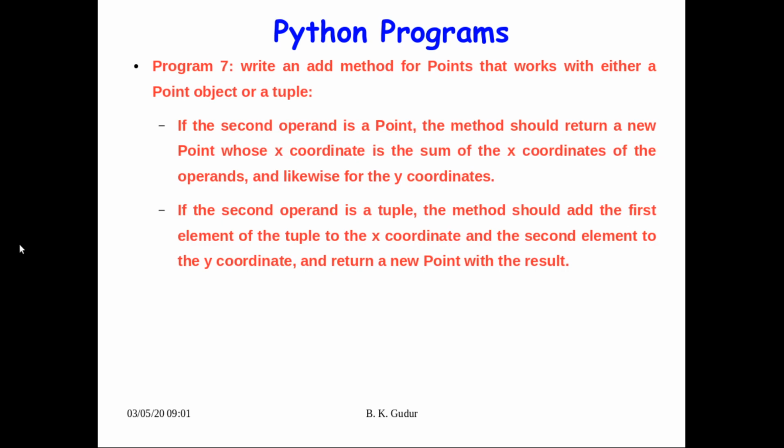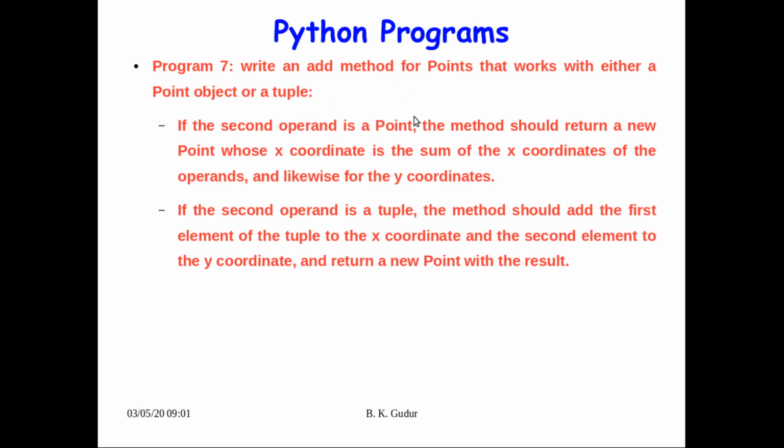So this is program 7. Write an add method for Point that works with either a Point object or a tuple. If the second operand is a Point, the method should return a new Point whose x coordinate is the sum of the x coordinates of the operands, and likewise the y coordinate. If the second operand is a tuple, then it should add the first element to the x and the second element to the y coordinate. So dear students, it's very simple.